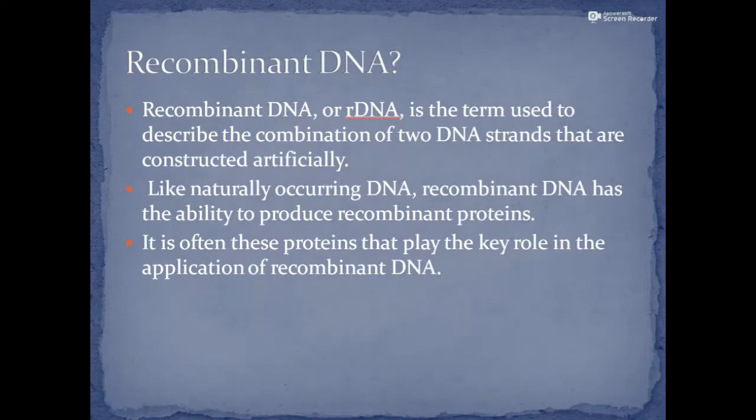Now, what is a recombinant DNA? A recombinant DNA, or shortly rDNA, is a term used to describe the combination of two strands that are constructed artificially. Now, if you take a bacterial DNA and a DNA from human, not the whole DNA, you take a small portion of that, and if you chop that and combine them together to form an artificial DNA, that is a recombinant DNA. Like naturally occurring DNA, the recombinant DNA also has the ability to produce recombinant proteins.